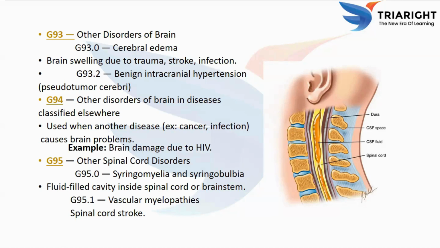For example, G93.0 for cerebral edema. What do you mean by cerebral edema? It's brain swelling, right? Edema means swelling. Cerebral means brain. What are the causes of cerebral edema? Trauma, stroke and infection. And also you can see lack of oxygen. The swelling increases the pressure inside the skull, and this can cause damage to the brain tissue.